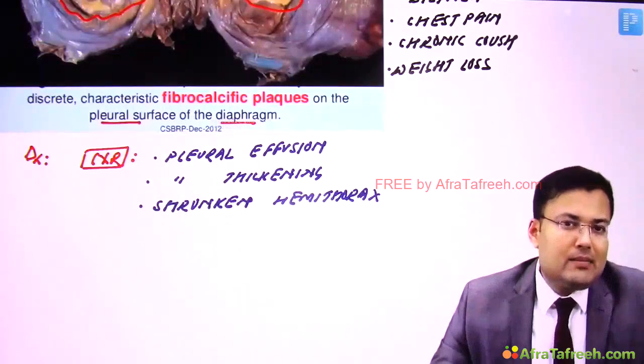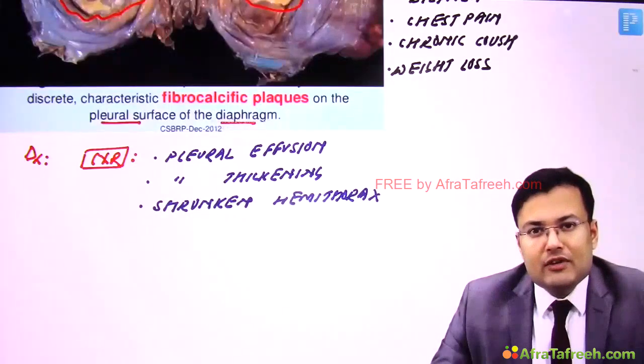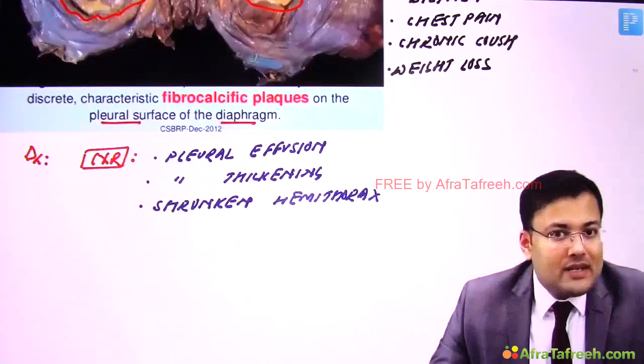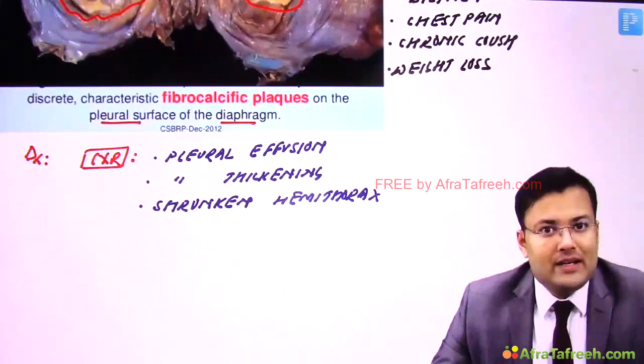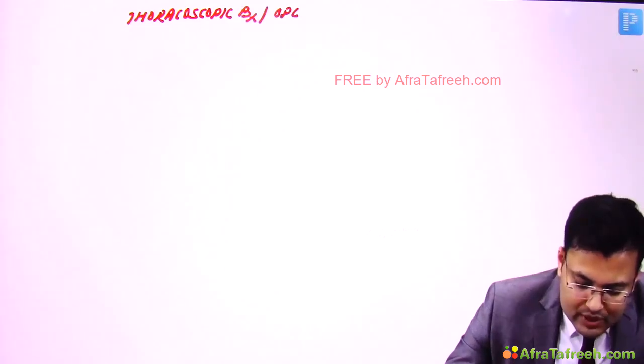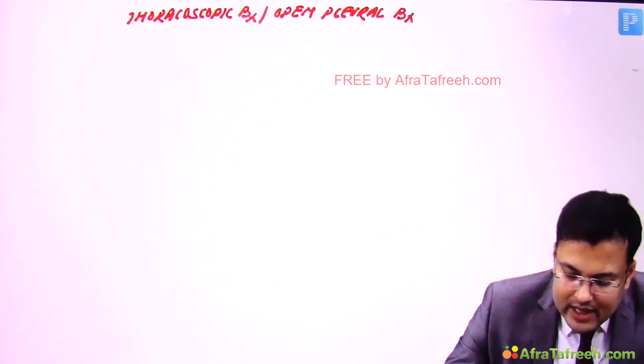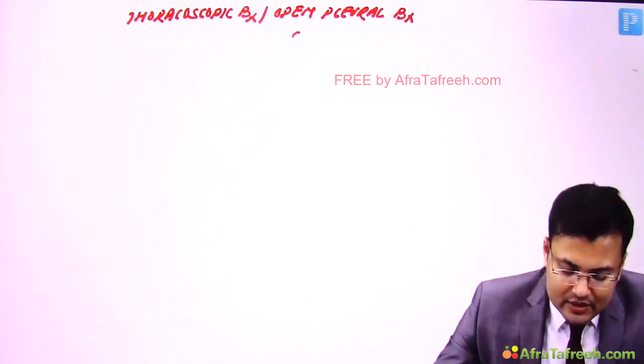Right now, see this malignant mesothelioma, it's positive for cytokeratin and vimentin, but it's negative for CEA, carcinoembryonic antigen. And the carcinoma lung is positive for CEA, but negative for cytokeratin and vimentin. So how to differentiate? We perform either thoracoscopic biopsy or open pleural biopsy, and we use special staining.